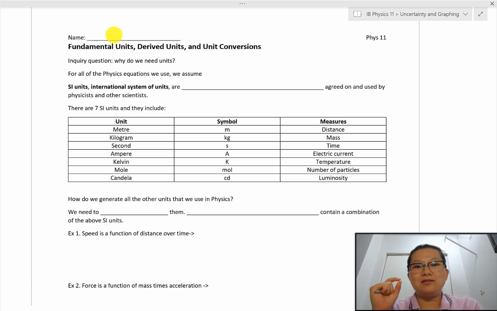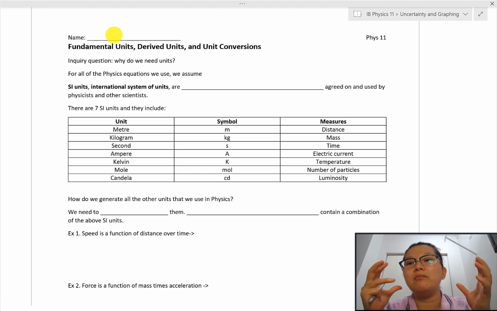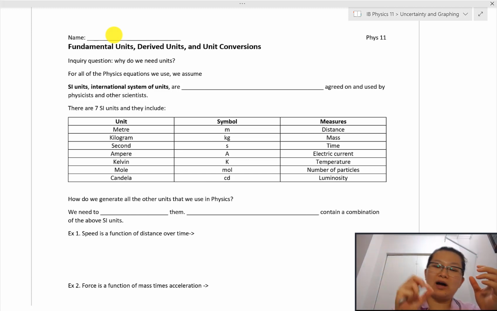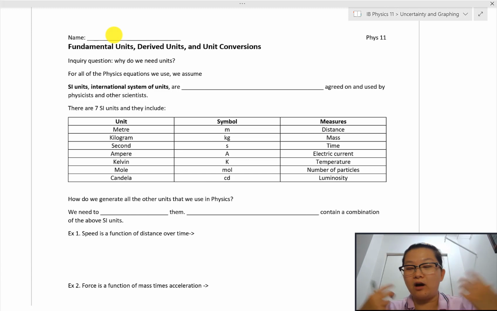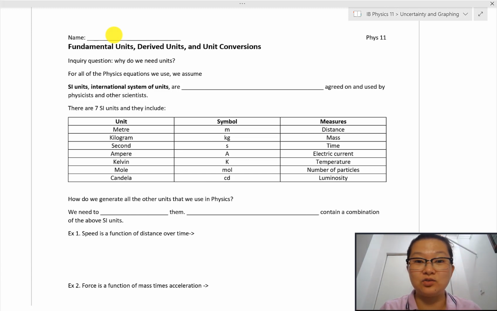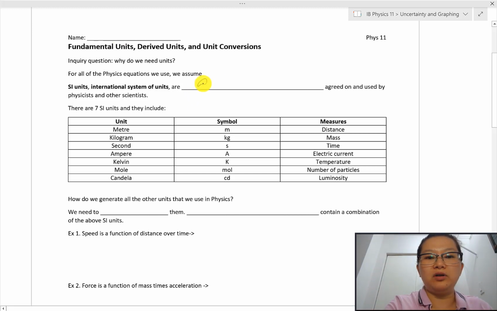Same thing in the scientific world. Physicists, scientists all over the world need to agree upon one means of communicating measurement to one another, which is why they need units. Why we all need units as well, as young budding scientists like yourself. So what kind of units do we use? We use something called the SI units. What do they stand for? Stands for the International System of Units that are used globally.